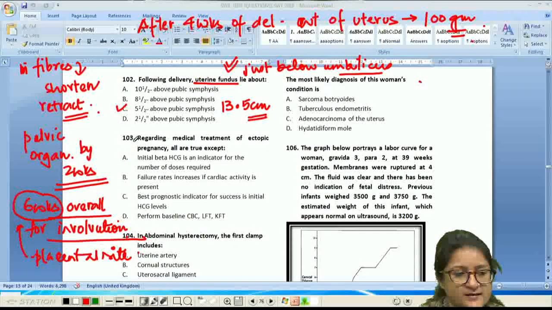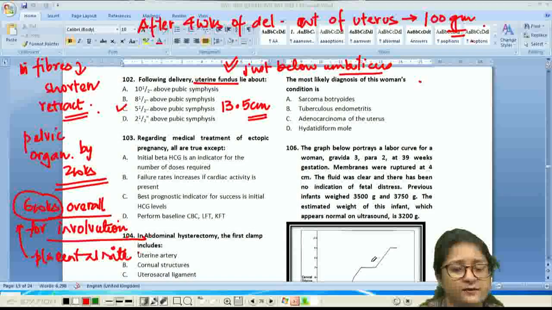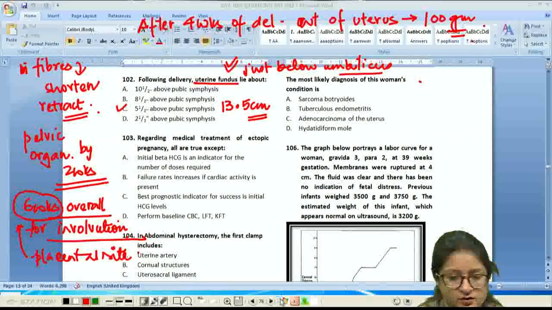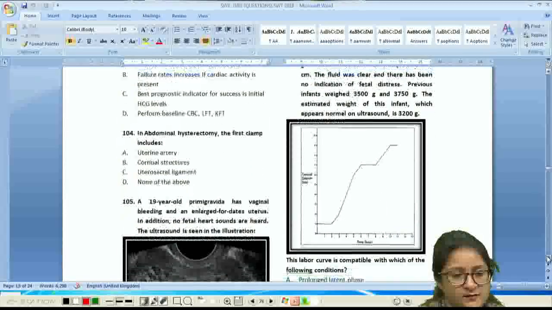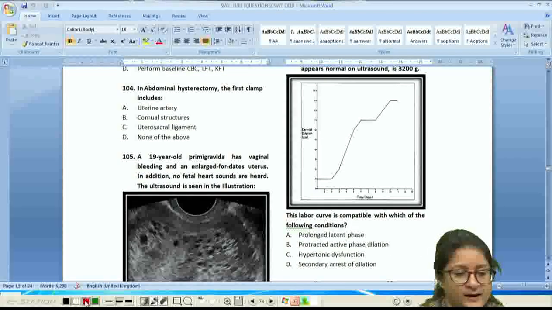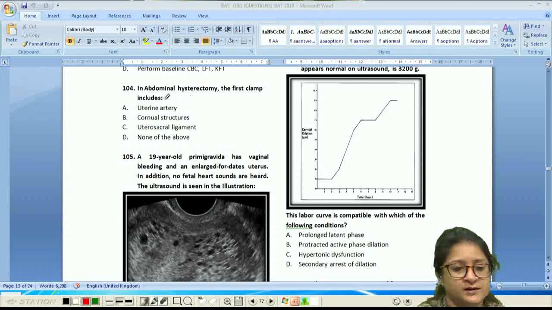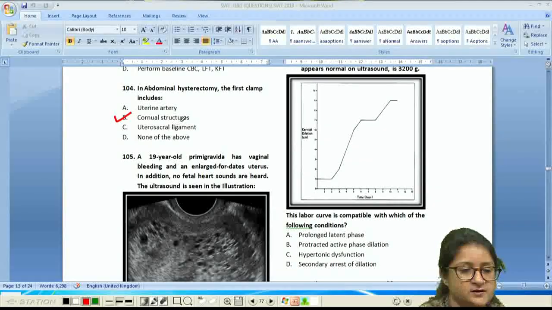Now, question number 103 has already been done when we were talking about ectopics, so we will move on ahead with the next question. Now, in abdominal hysterectomy, the first clamp is applied, which includes the cornual structures. Now this is a simple, conceptual question. You don't need to mug up such questions.